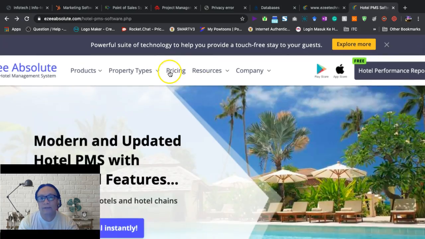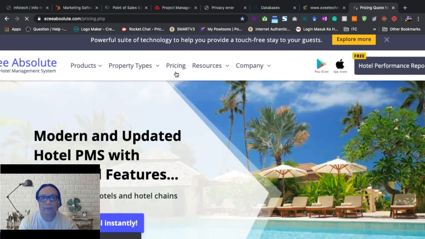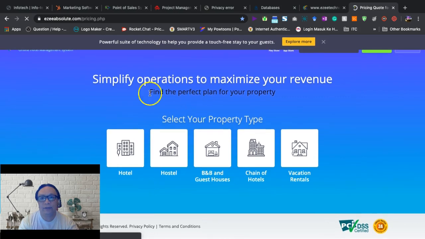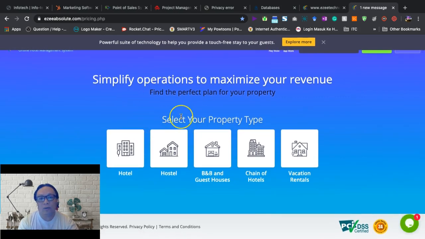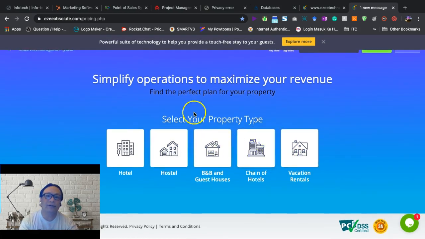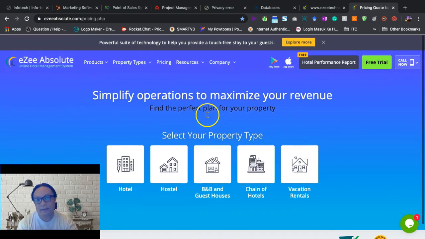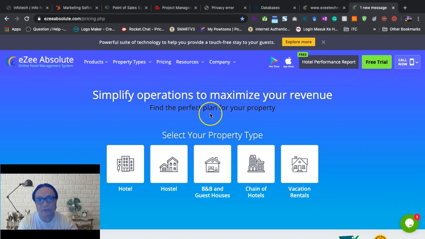Of course, the pricing for this might be different depending on the type or size of hospitality or hotel business that you're running. If you want to check approximately how much the pricing is, you may want to select based on hotel, hostel, B&B or guest houses, chain of hotels, vacation rental. I just want you to be aware that there are enterprise applications which are easy for you to understand when you browse through Google and find this property management system.